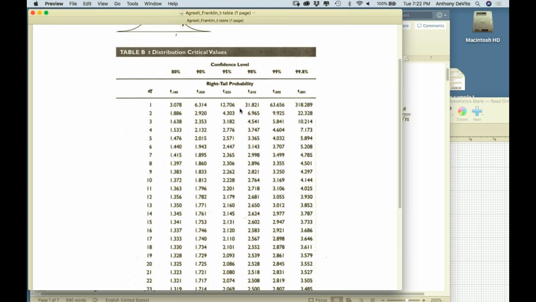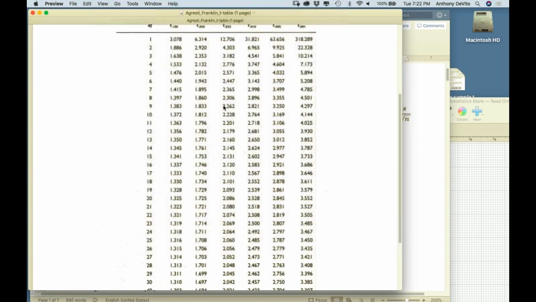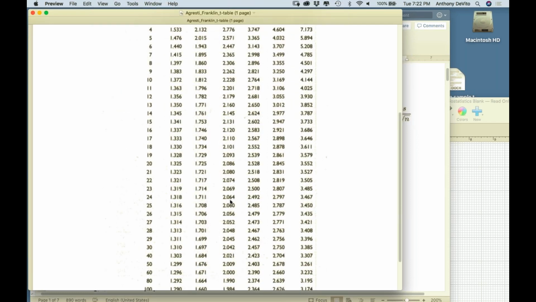Well, which of these values do I need to pick? If I go up to the top here, a 95% confidence interval, or in other words, a value of 2.5% in each tail, 2.5% in the right tail, mirror image in the left tail. So an alpha of 5%, an alpha of 0.05, we have to have a t-score of 2.064.